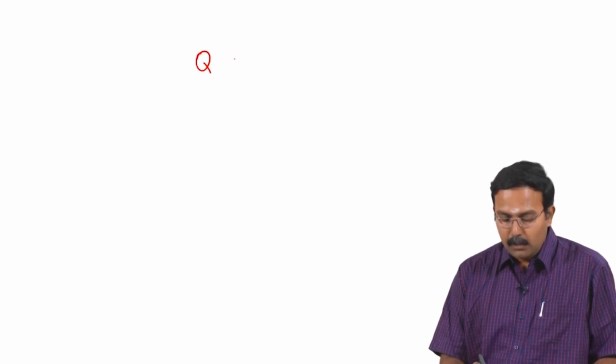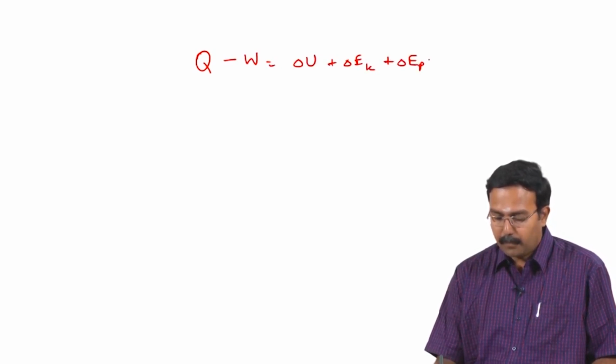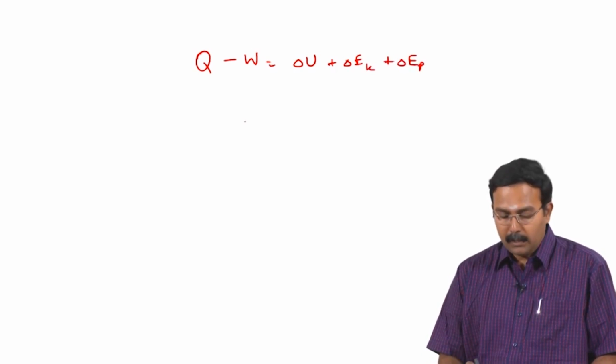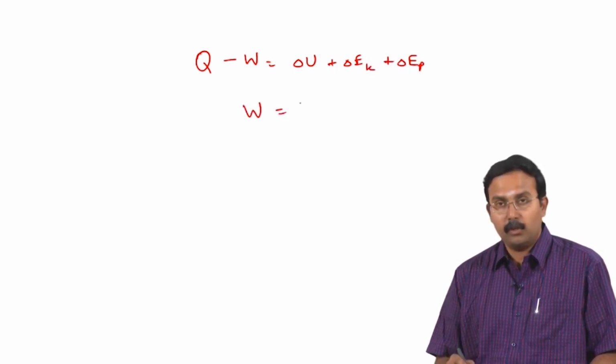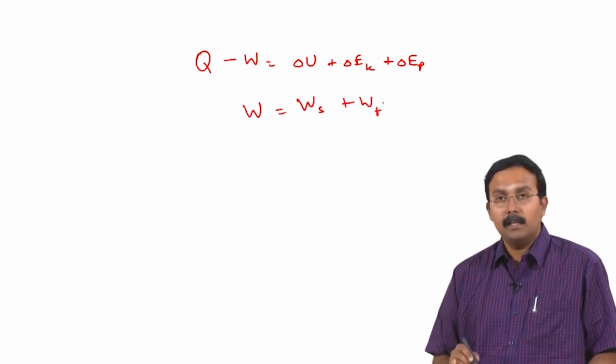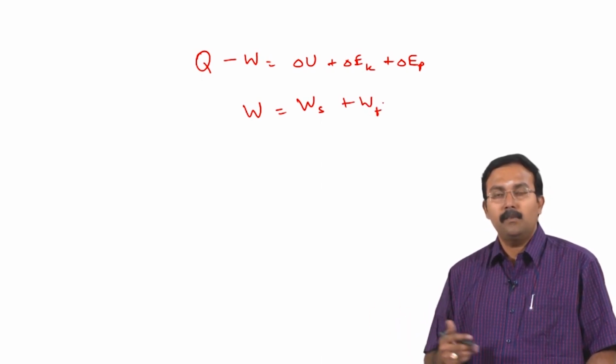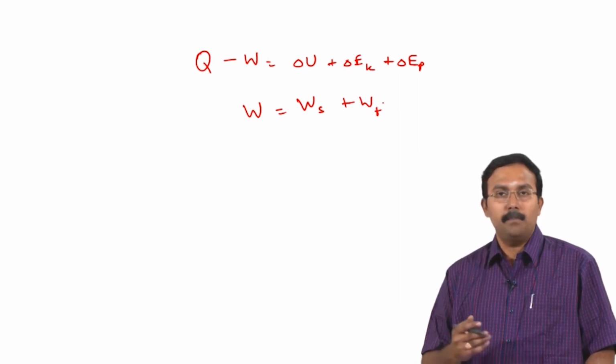If you remember, the general energy balance equation we start off with, based on the first law of thermodynamics for a closed system, is Q minus W equals delta U plus delta EK plus delta EP. This work term W can have two different components, one is the shaft work and the other is the flow work. The shaft work is due to moving of a shaft which could be rotating something, and flow work is the work associated with moving the system boundary, which is the PdV work.